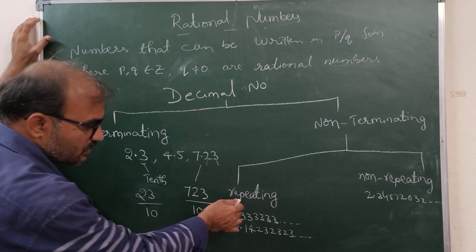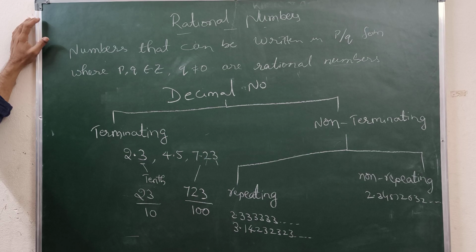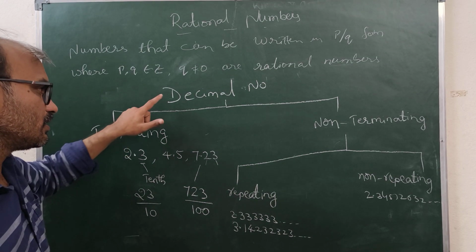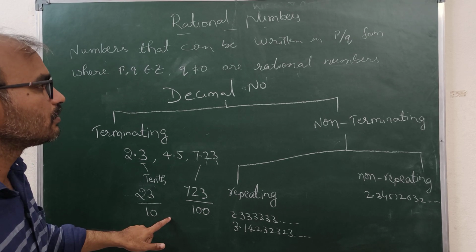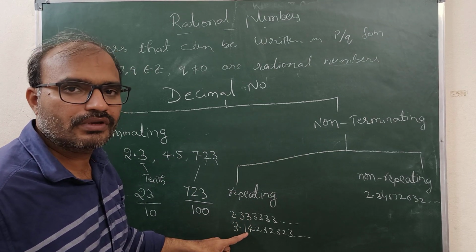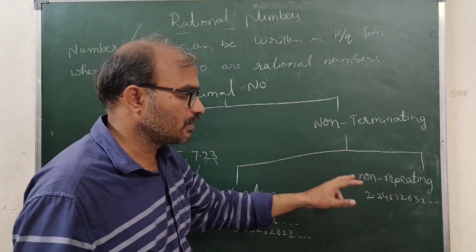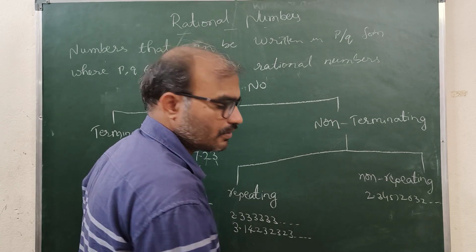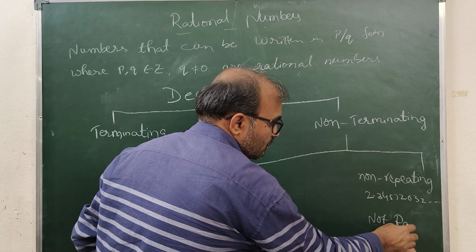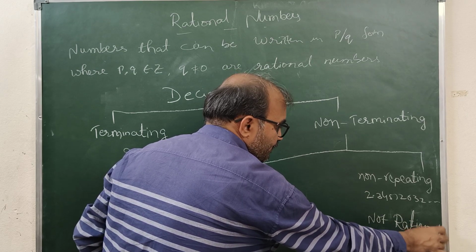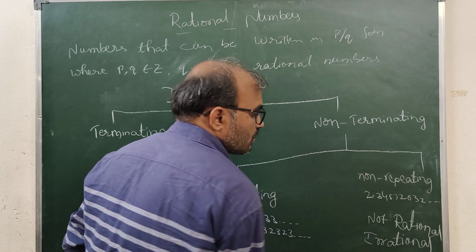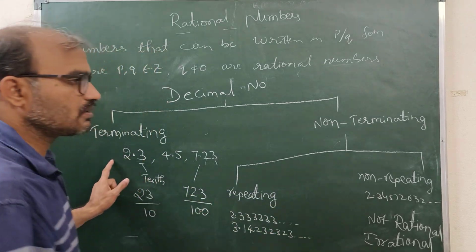Right? And there is a procedure for converting these numbers into p by q form. Let us learn that also. All terminating decimal numbers are rational numbers, and non-terminating repeating numbers also can be converted into p by q form. These are also rational numbers. Non-terminating, non-repeating decimals cannot be converted into p by q form, so they are not rational numbers. We call them irrational numbers.